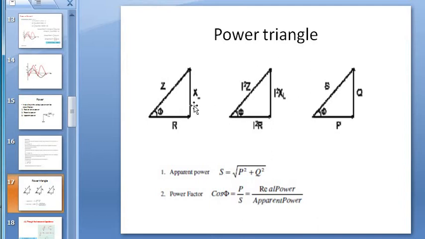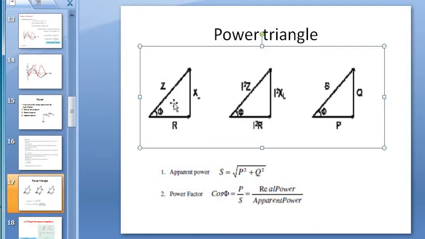Already we have obtained the impedance triangle. This is the impedance triangle: R, XL, Z. From this impedance triangle we can obtain the power triangle. How to obtain the power triangle? See, multiplying all the sides of the impedance triangle by I square: I square R, I square XL, I square into Z.